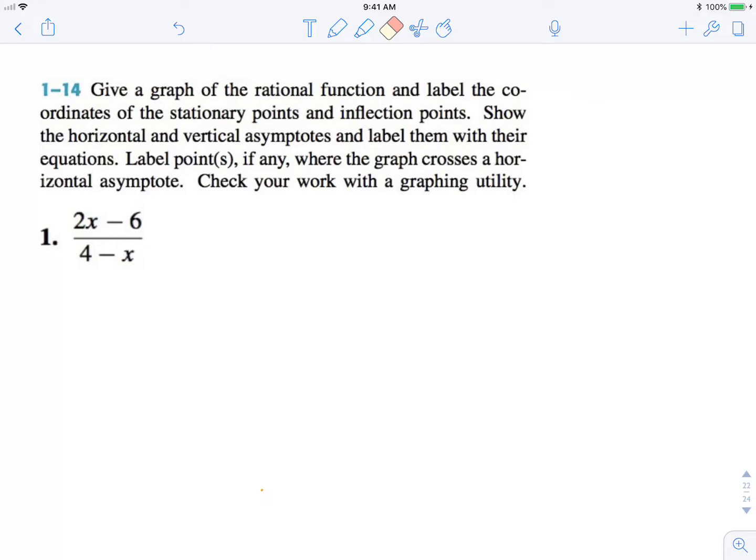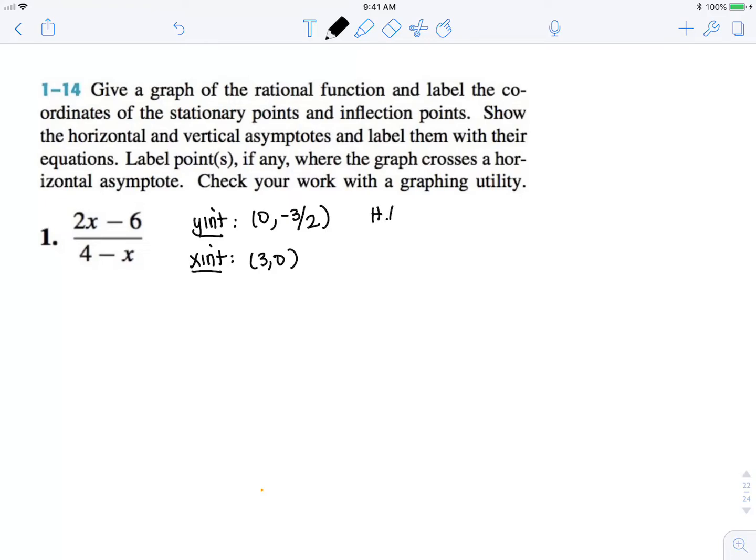Now in this problem, we are asked to graph the rational function. What's nice is they've given us the original function f of x. So from that function, we should be able to find the y-intercept, plugging in 0 for x, we get (0, -3/2). For our x-intercept, when we plug in 0 for y, we get (3, 0).